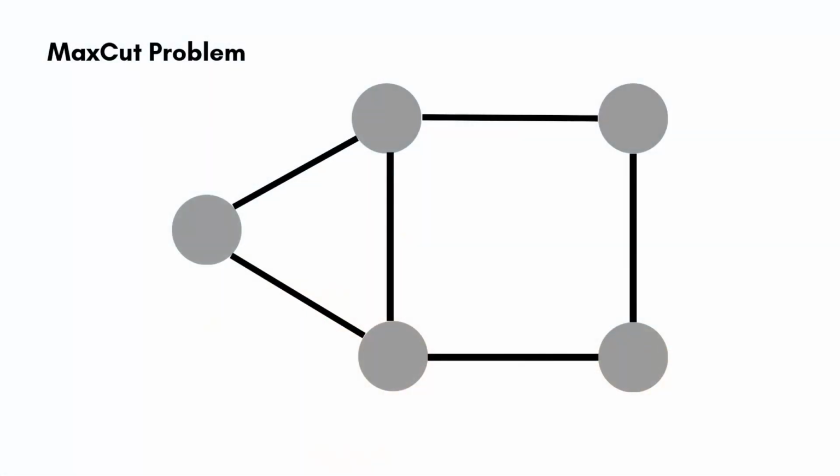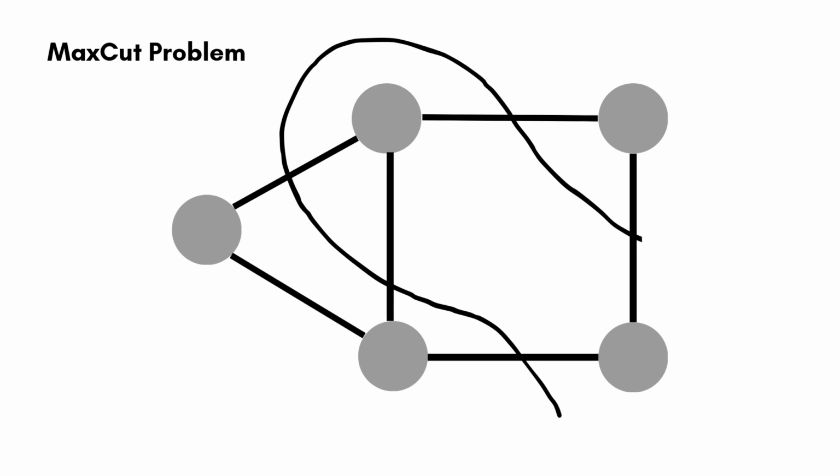The max cut problem is a classic combinatorial optimization problem in which we want to divide the nodes into two disjoint sets such that we cut the maximum number of edges between them. So in this case, the red nodes belong to one set and the blue nodes belong to the other set. And by dividing the nodes in this way, we cut all of the edges shown in red. And instead of using colors, we can use +1 for spin up and -1 for spin down to denote the two sets.